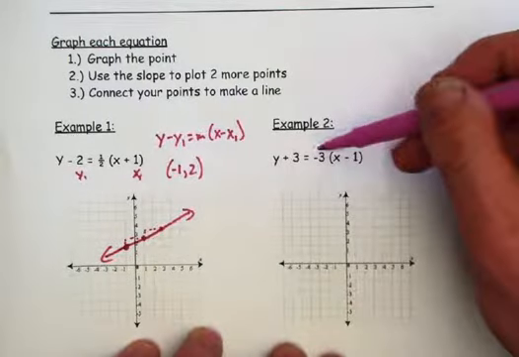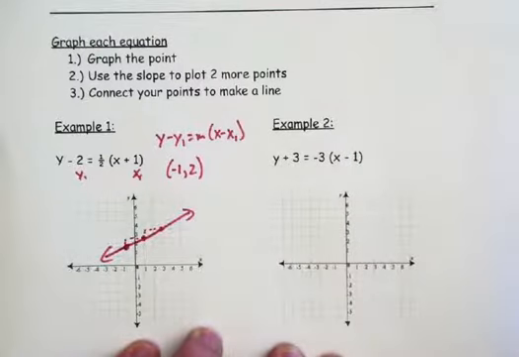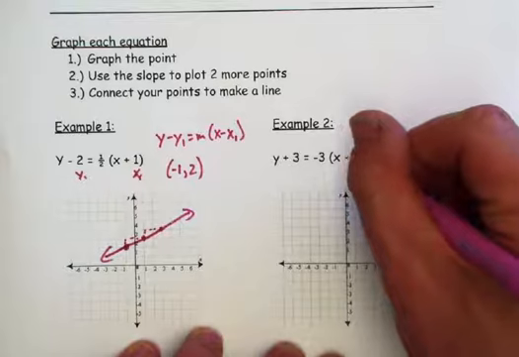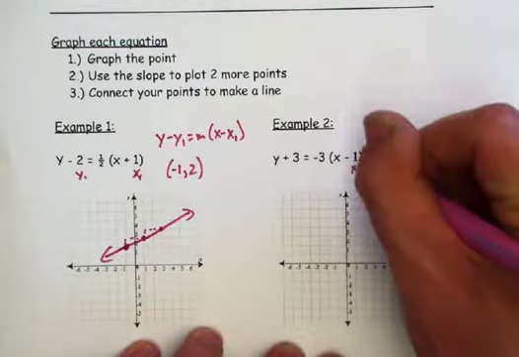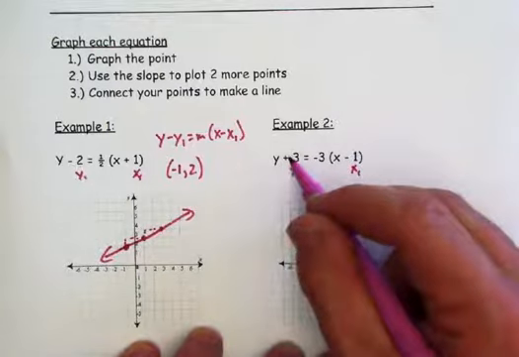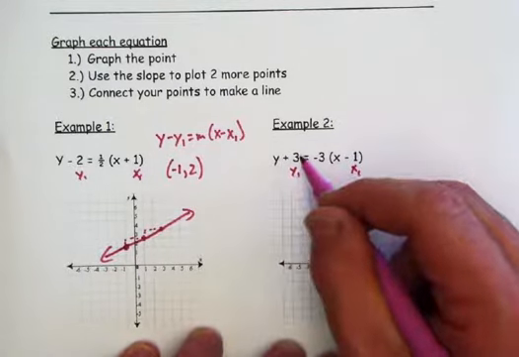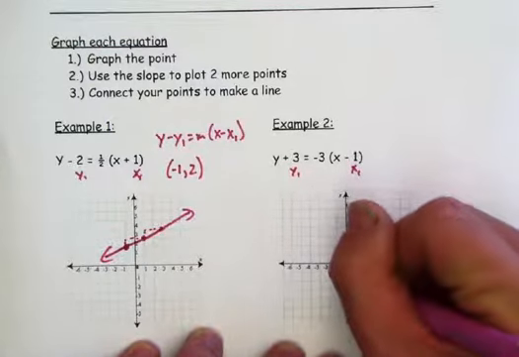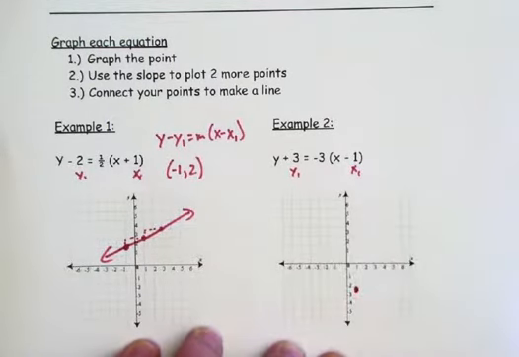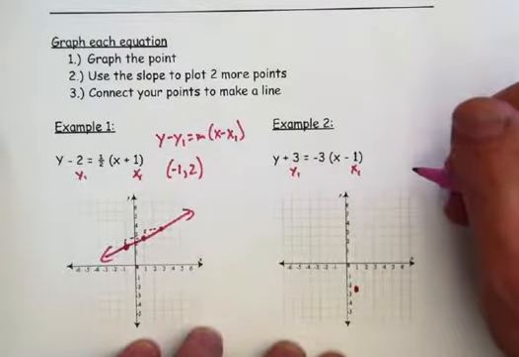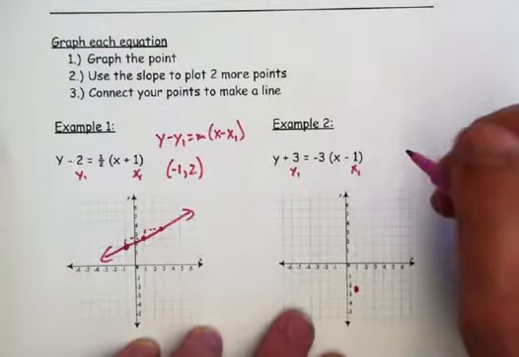Y plus 3 equals negative 3 times the quantity x minus 1. We're going to start with our point. Well, we know x1 is going to be 1. y1 is going to be negative 3 because we have y plus 3. Y minus negative 3 will give you y plus 3. So we need 1, comma, negative 3. That's our first point. Our slope is negative 3, right?